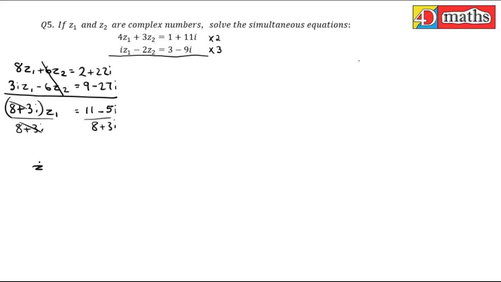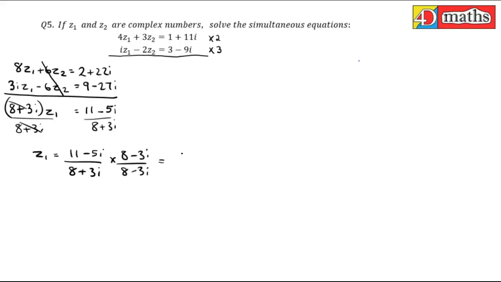So Z1 is equal to 11 minus 5i over 8 plus 3i. So how do you solve something like this? You multiply it by its conjugate, so you multiply it by 8 minus 3i over 8 minus 3i. Okay, so you concentrate on the top and you concentrate on the bottom. So you're going to multiply these two brackets together. I'm just going to do it quickly, you can do it a longer way.